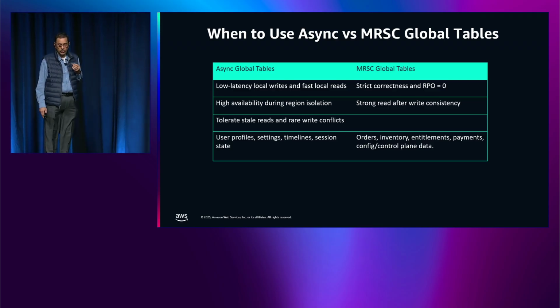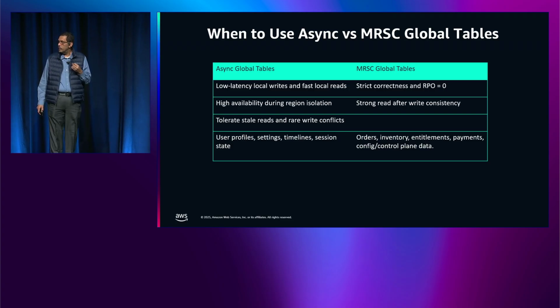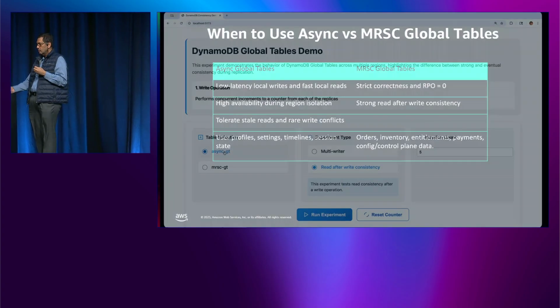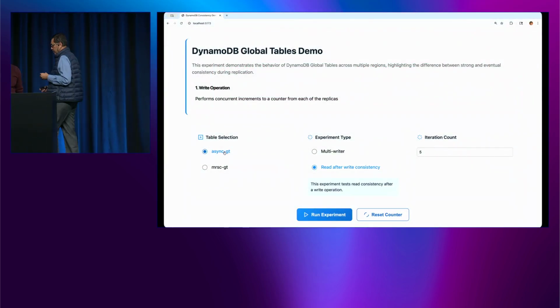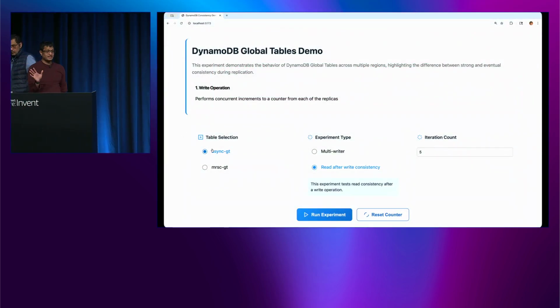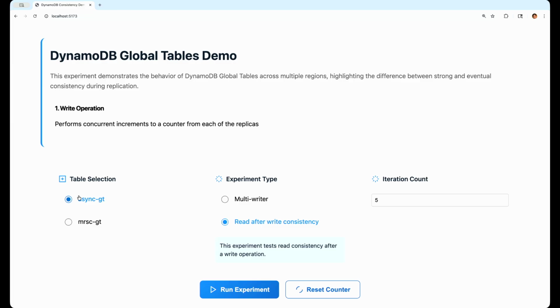And again, the last one talks about the kind of things that you would expect to use these different global tables for. You want to try again? Yeah. Okay. I think this is fine. All right. I'm sorry about that. Sorry for the interruption. Hope this time it works.